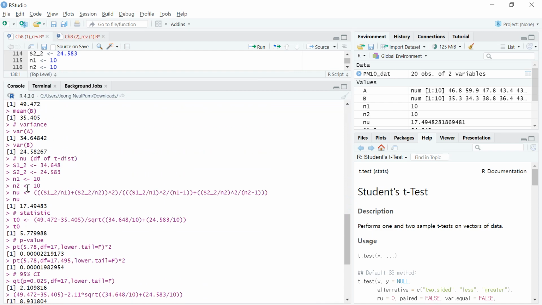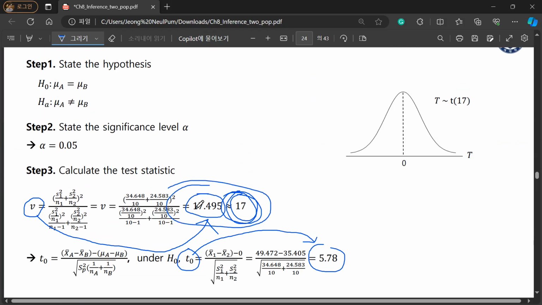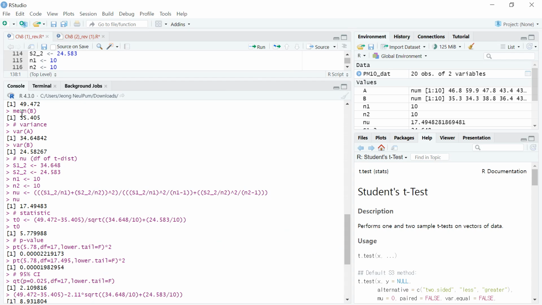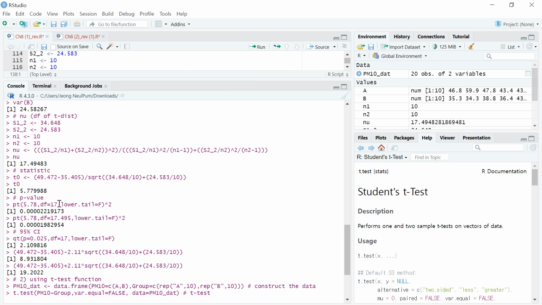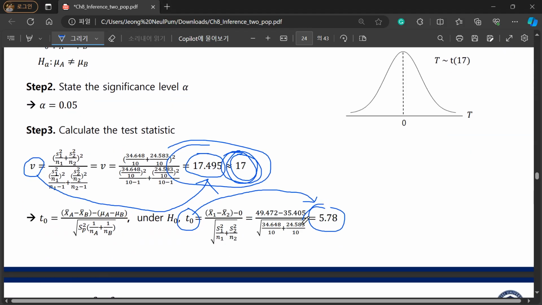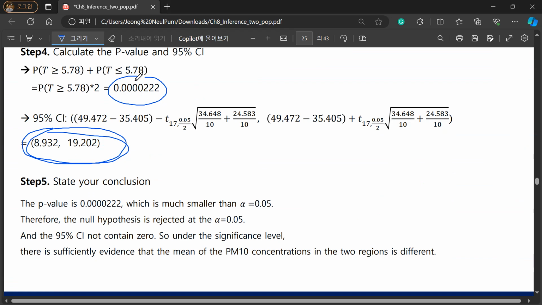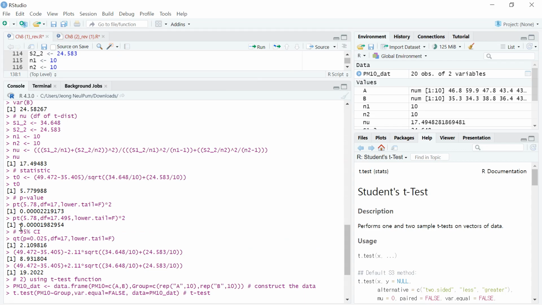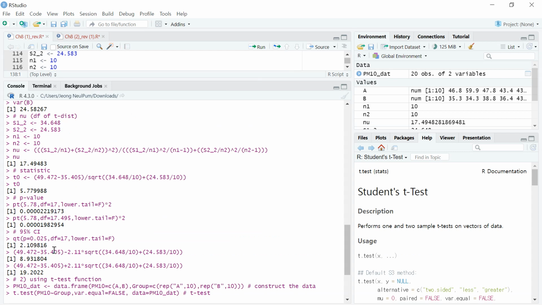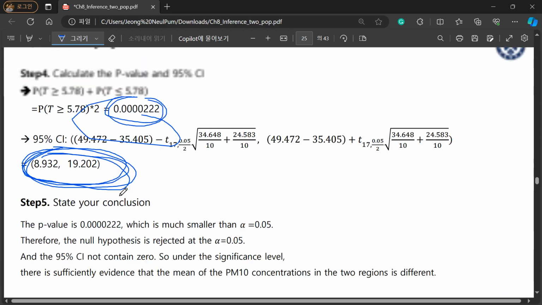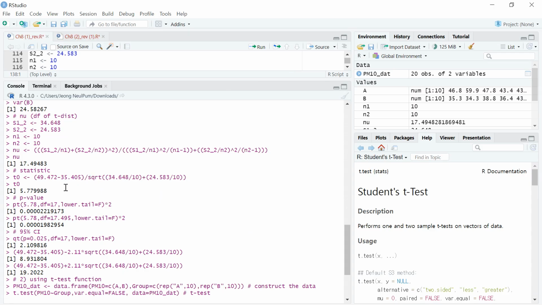So you can see that the degrees of freedom is the same as this one, 17.495. And the test statistic is about 5.77 here. And the p-value and confidence interval are here: the p-value here, and the confidence lower bound and upper bound here. So you can refer to the material as well as the code I prepared for you.